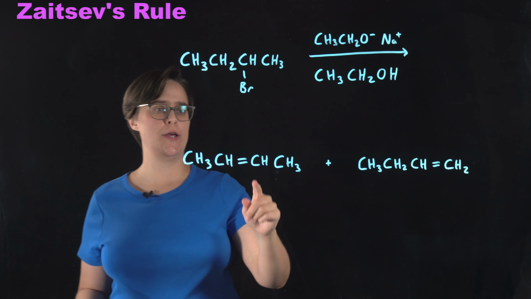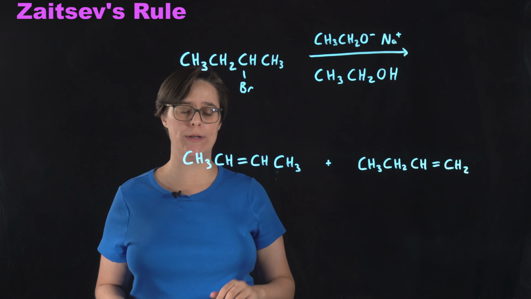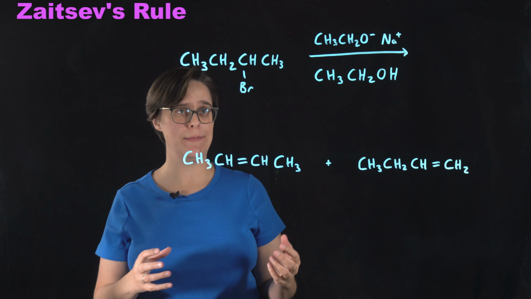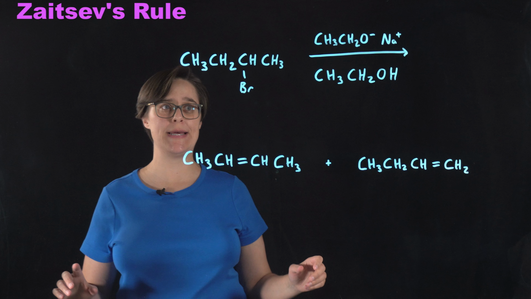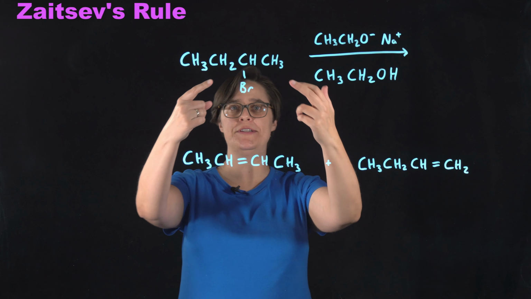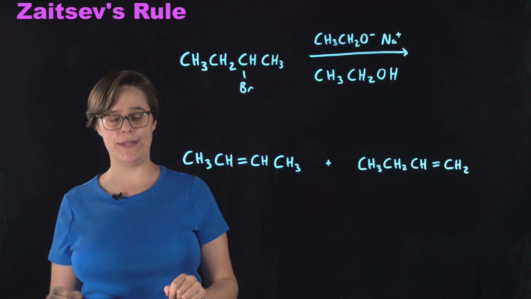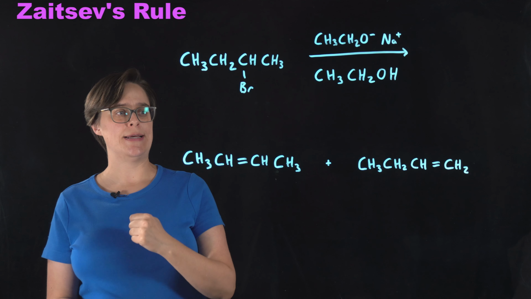We can have 2-butene or 1-butene. And these are not going to be in equal amounts. They are not going to be in amounts that you might guess just statistically between 2 hydrogens and 3. No, we need to learn Zaytsev's rule.